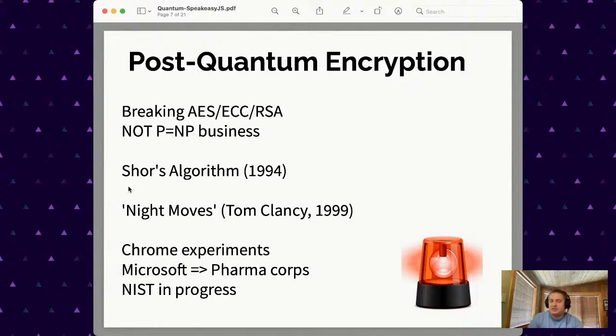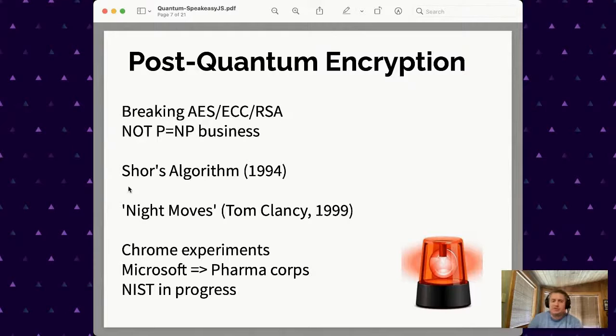And I should clarify, this is not the same thing as P equals NP. Those problems are not useful for encryption because they're very difficult for both sides to compute. And the quantum computer does not make that any better. This is just specific problems that people have already studied and come up with quantum circuits that can help them solve it. So people have known about this for a long time.